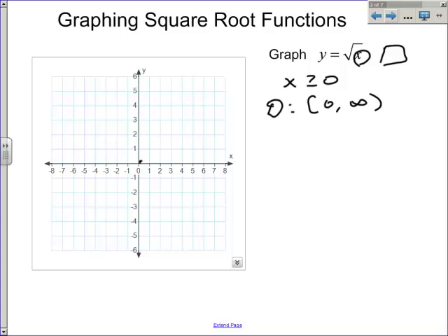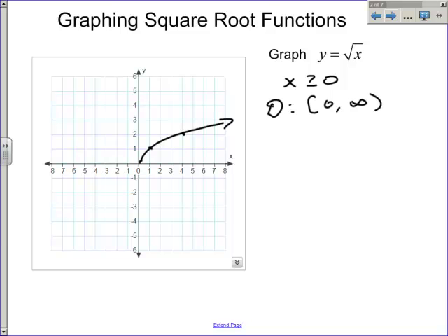That tells me already my y-intercept is 0, 0. I don't have a whole lot of other points to work with here, so I'm just going to pick a few points that might help my graph a little more. Well, I know the square root of 4 is 2. For that matter, I know the square root of 1 is 1, and that should be enough points to get me a pretty good idea of the direction of this graph.